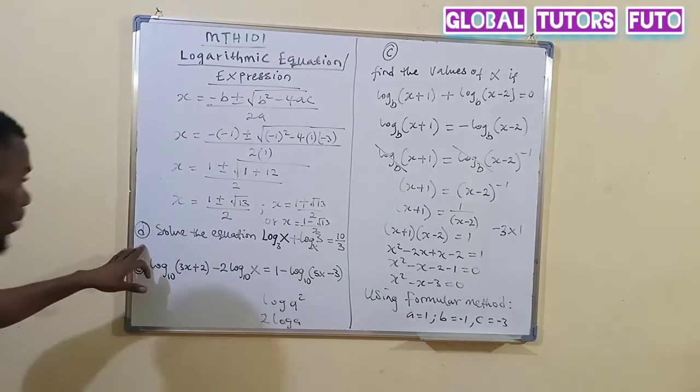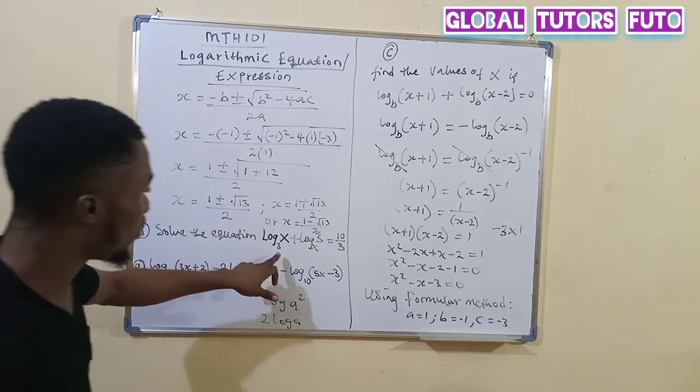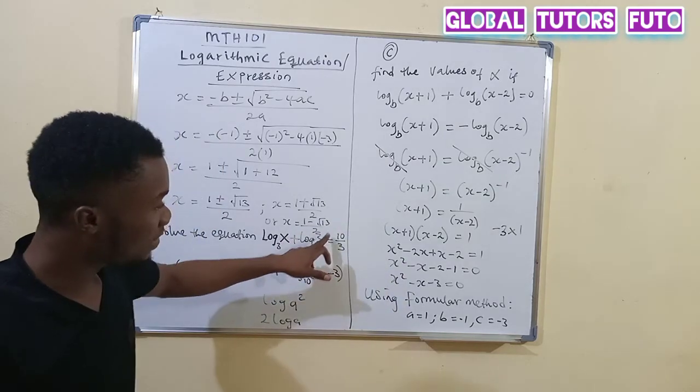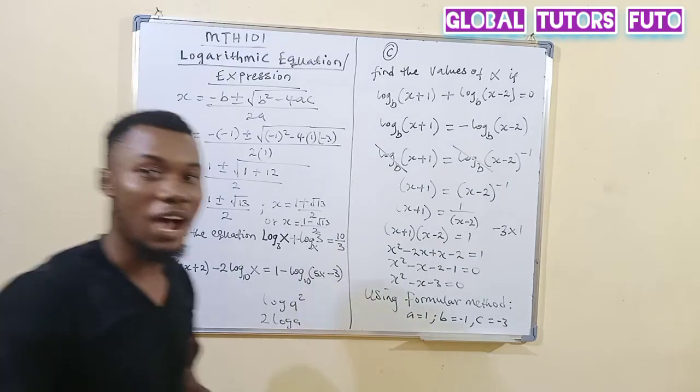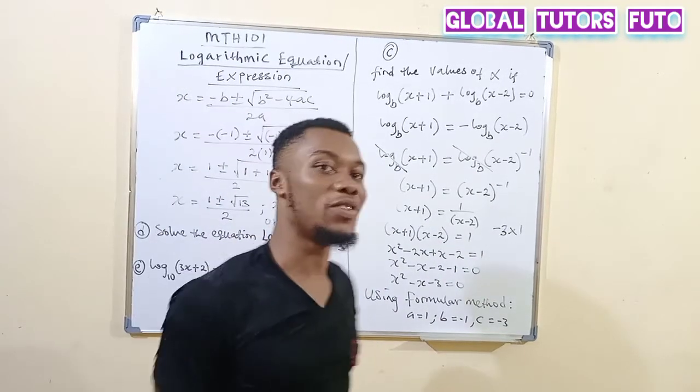So look at question number D. They said solve the equation log base 3 of x plus log base x of 3 is equal to 10 over 3. So the question remains, how do we solve this? Pause the video and solve it yourself.